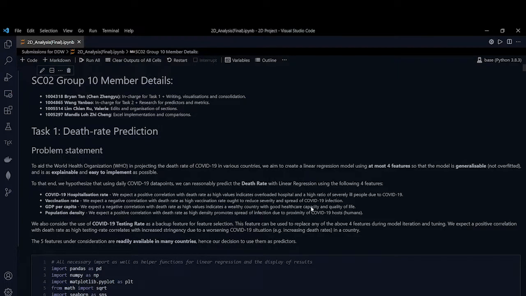This is Brian from Class 2 Group 10 and I'll be presenting Task 1. Here we create a linear regression model to predict COVID-19 death rate using at most 4 features.